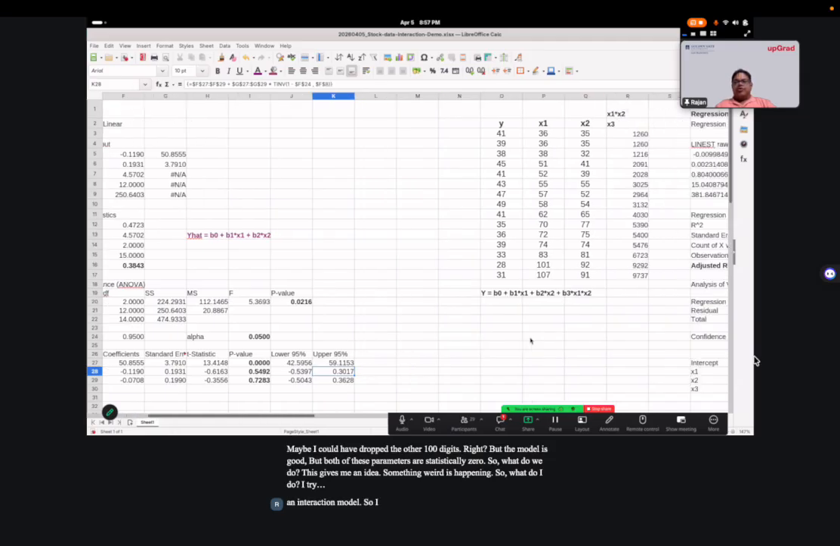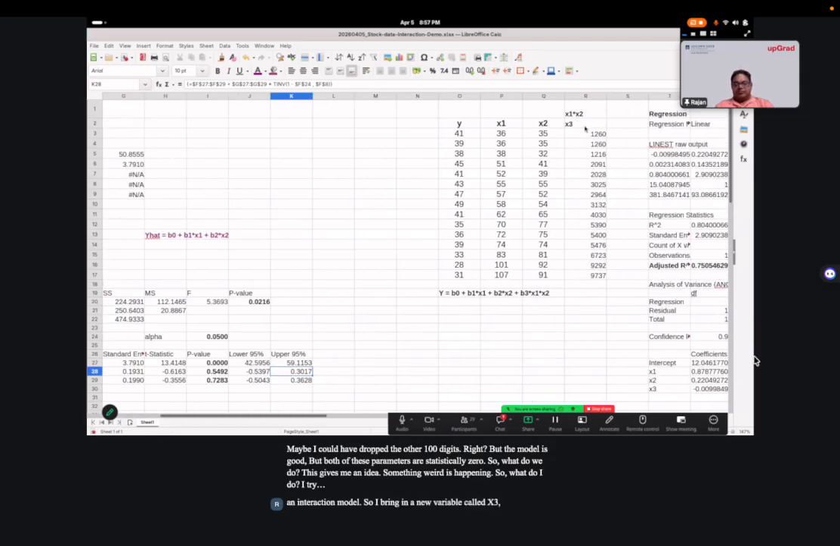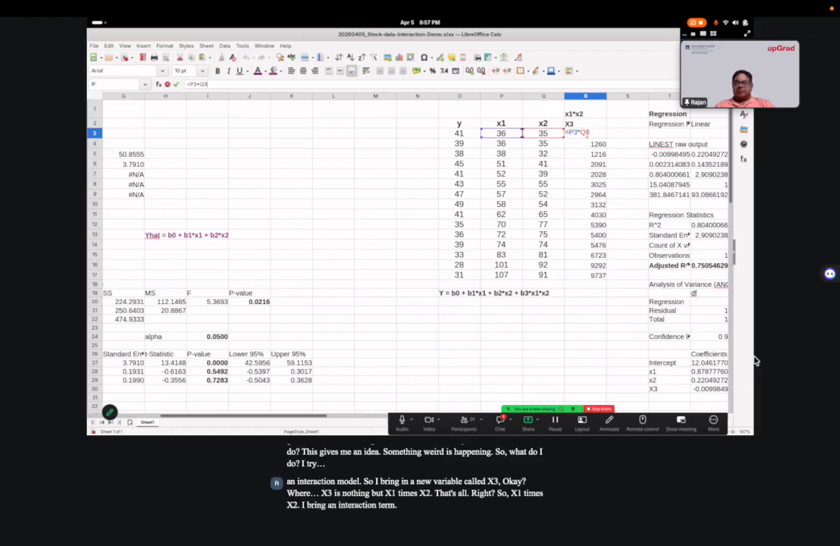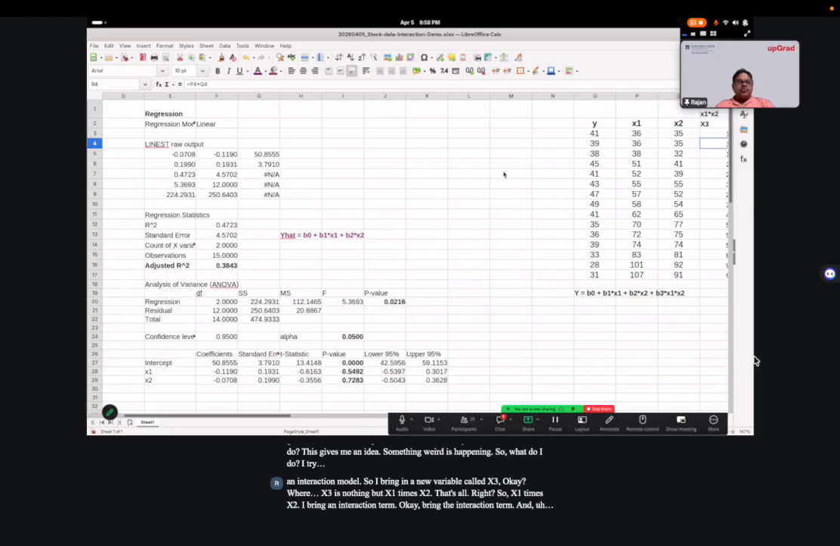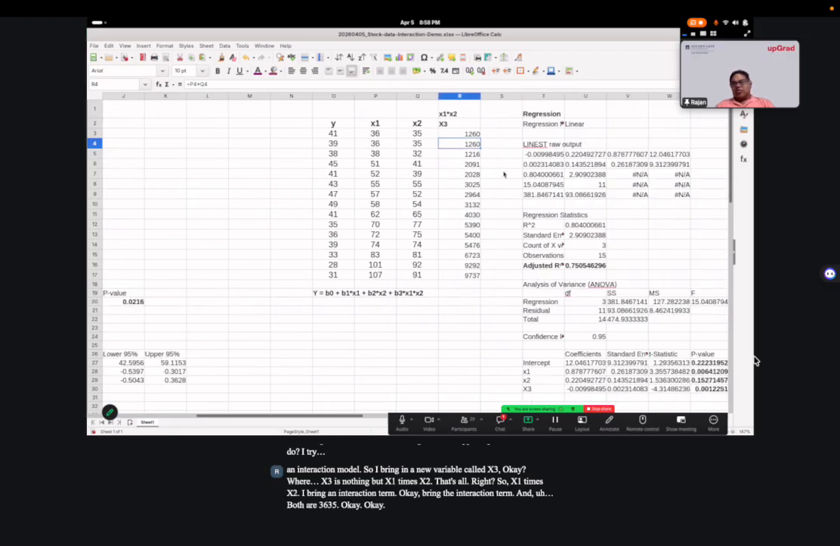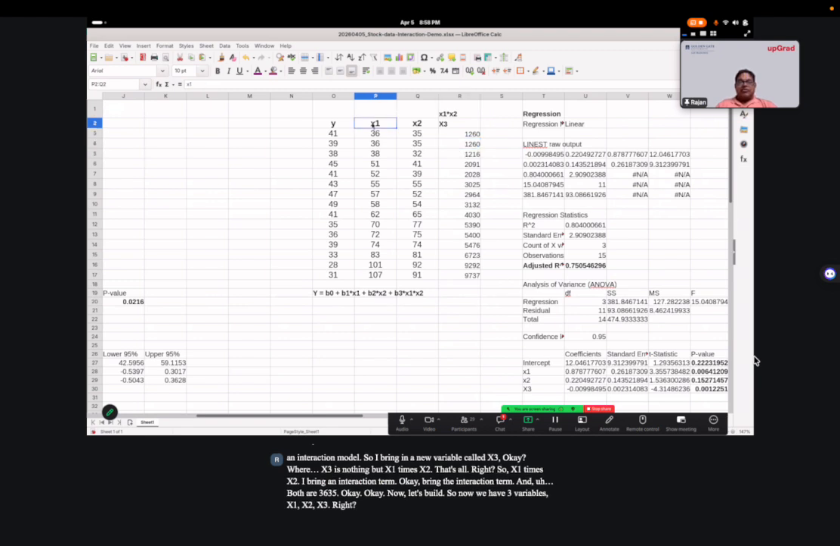So I bring in a new variable called x3, where x3 is nothing but x1 times x2. That's all, right? So x1 times x2. I bring in an interaction term. Now let's build. So now we have three variables x1, x2, x3. Right? We have three variables x1, x2, x3.